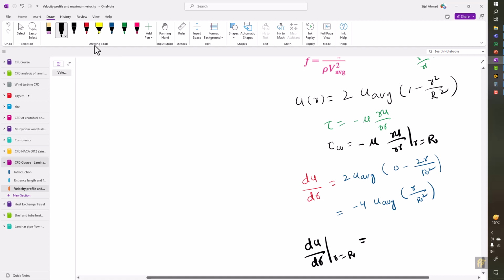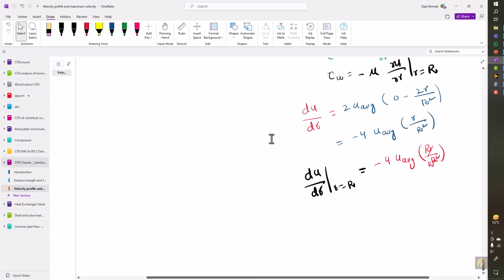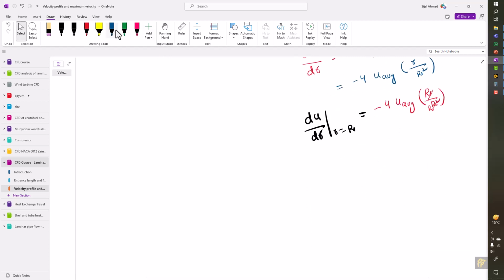So this becomes minus 4 u average, and r will become capital R. So R upon R square: one R will cancel between the numerator and the denominator, and we get the expression as minus 4 u average divided by R.